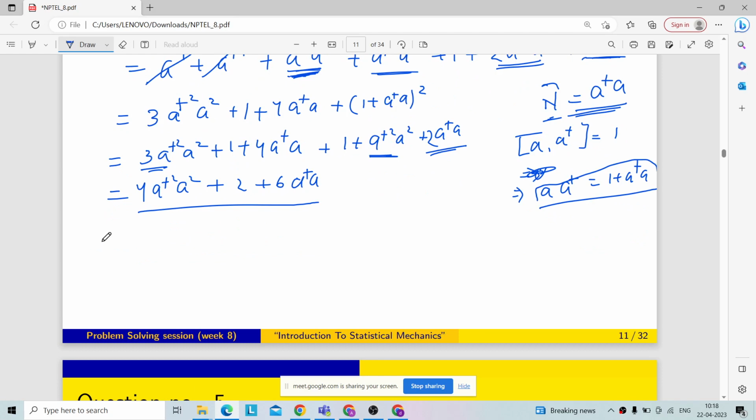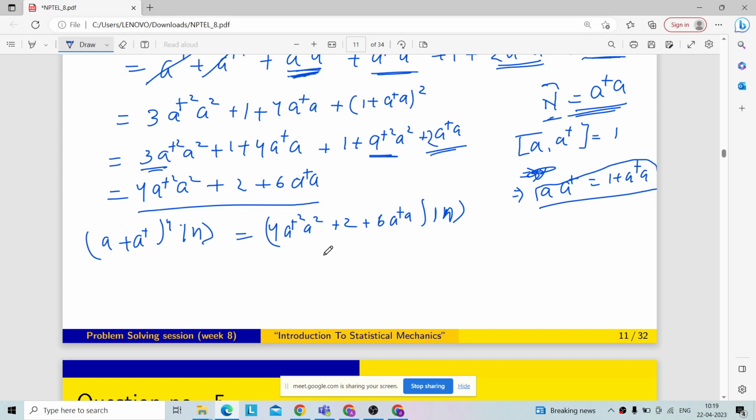Okay, so I started with a plus a dagger to the power 4 operating on the state n. So it is finally giving me 4 a dagger square a square plus 2 plus 6 a dagger a. Sorry, not theta, it's n. So I don't know if I made some mistakes during the calculation. You can just check this and verify.